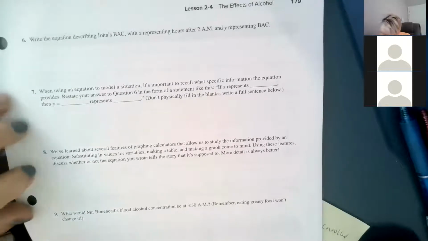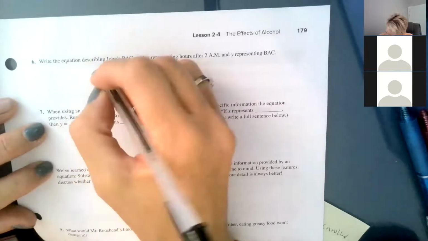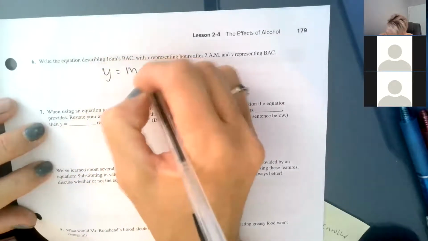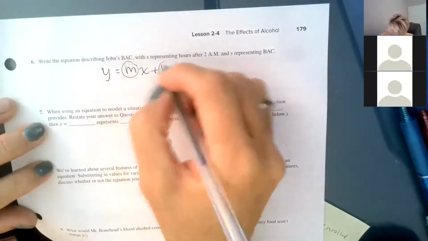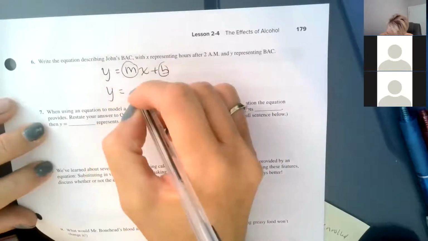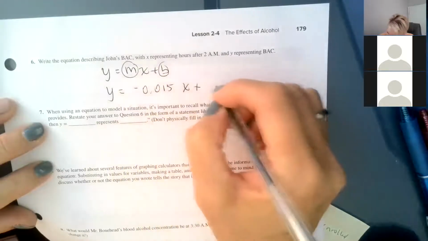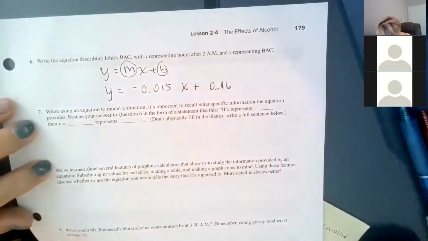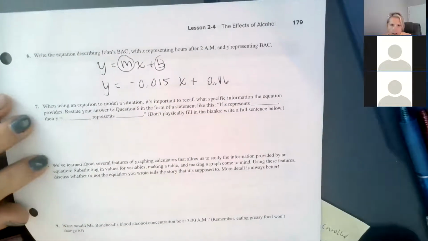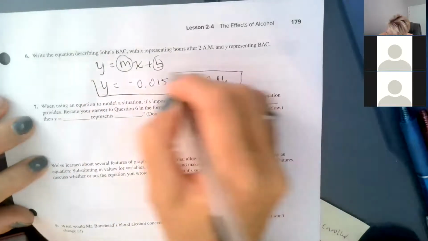So let's put it all together, the equation here. It says, write the equation describing John's BAC. So we're writing this with our parameters, M and B. So y equals negative 0.015x plus 0.16. So this is our model that we came up with.